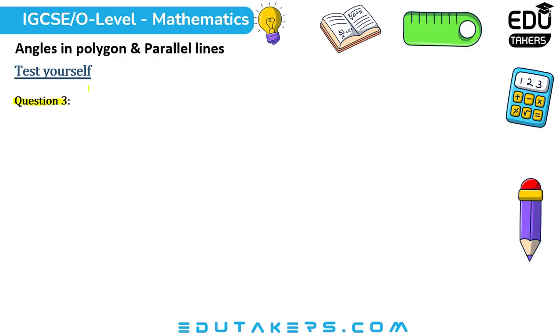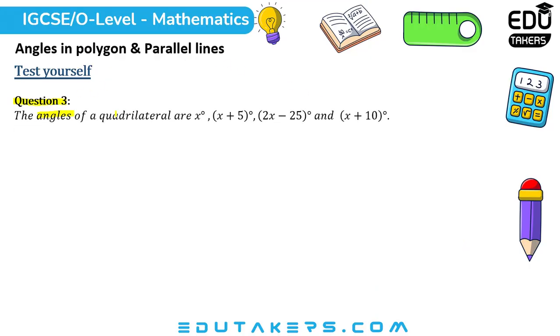Question number 3. The angles of a quadrilateral are x degrees, x plus 5 degrees, 2x minus 25 degrees and x plus 10 degrees. Find the value of x. It's a 3-mark question.